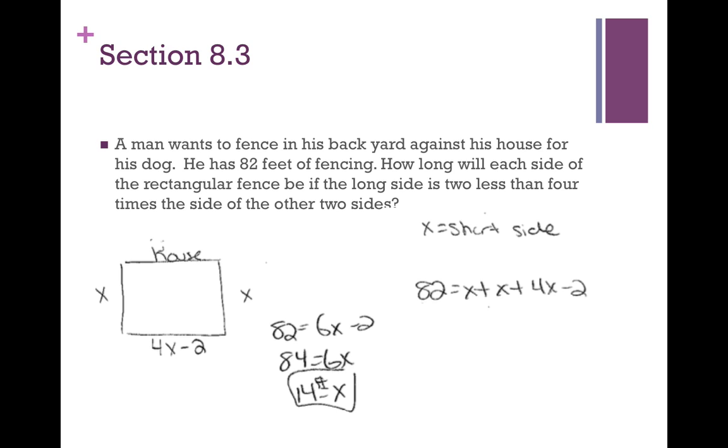I have to answer the question of how long each one is. So I'm going to plug back in to my long side, which is 4X minus 2. So I plugged 14 in: 4 times 14 minus 2 gave me 54 feet long.